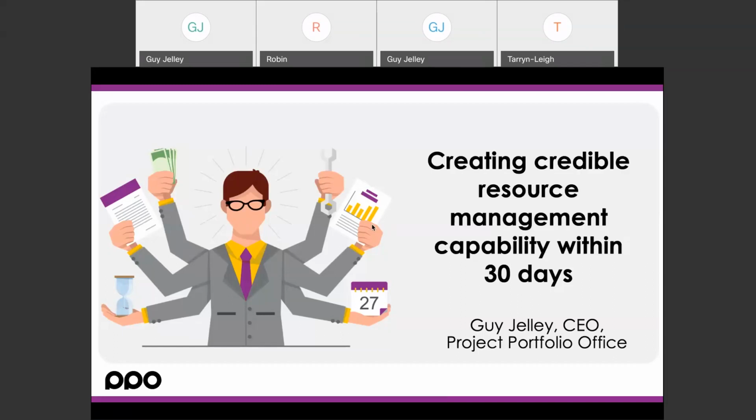So you don't need a PPM tool, you don't need to be a PPO user. There are some screenshots of how it's done in PPO, but if you've got nothing in place and you're comfortable to start using Excel, I hope that from today you will learn some good process and some good lessons and be able to apply it.